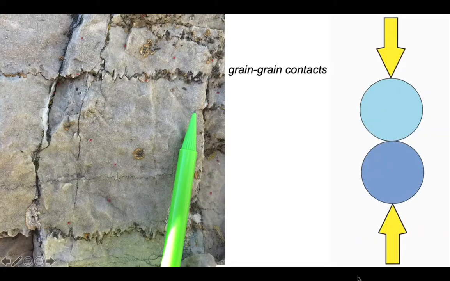Well, let's go back to our cartoon showing the loading of two grains at their mutual grain contact. With this loading condition, one or other of these grains will dissolve preferentially.